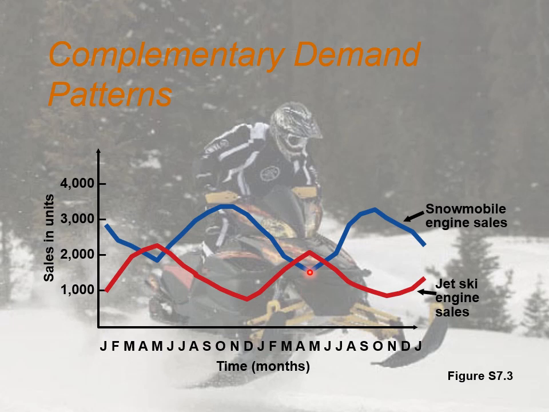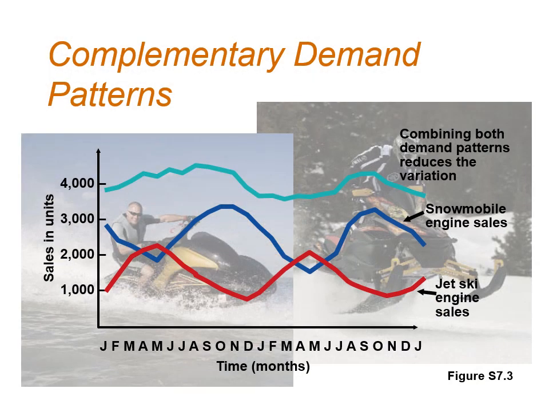So what this company can do is, during the winter months, make snowmobile engines, and during the summer months make jet ski engines. Combining both the demands will reduce the fluctuation in the line. So this is a very good thing which many companies typically do. Certain things come up in the summer months, certain things come up during the winter months.